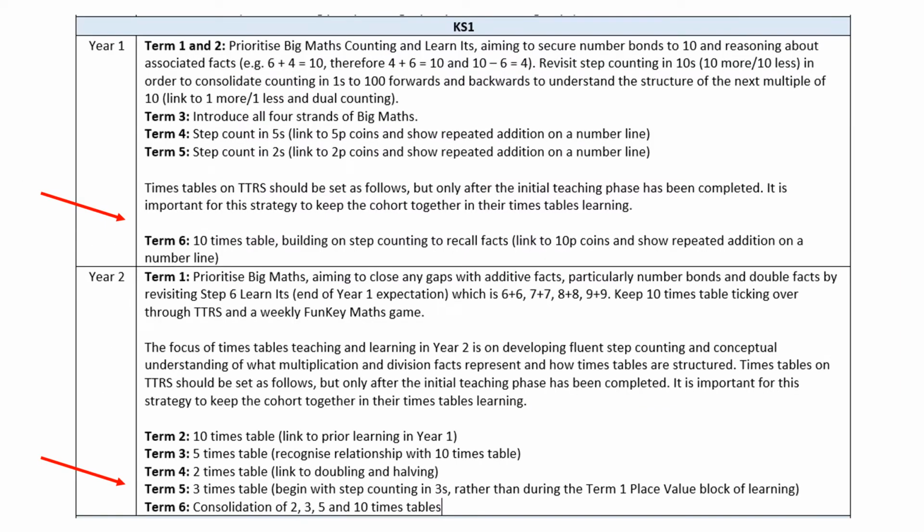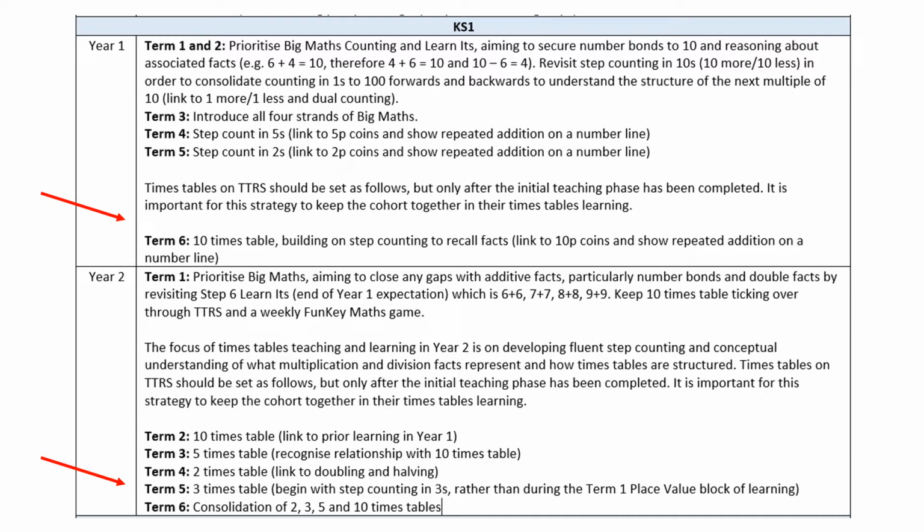In Key Stage 1, Big Maths is prioritised at the start of each year group to ensure that prior learning is secure. In Year 1, the national curriculum states that the children should achieve a secure understanding of counting in 1s, 2s, 5s and 10s to 100. As you can see in Term 6, we have made the decision for the children in Year 1 to progress onto the 10 times tables. The children will be building on their prior learning of step counting to recall facts and will link their learning to using 10 pence coins and showing repeated addition on a number line.